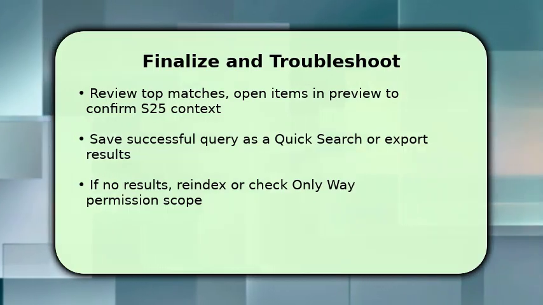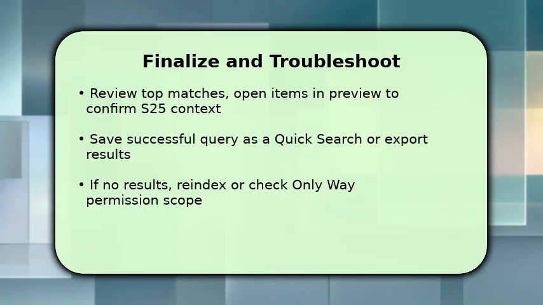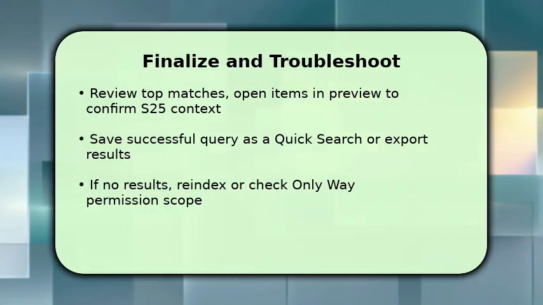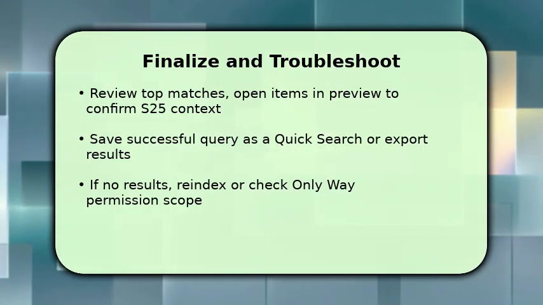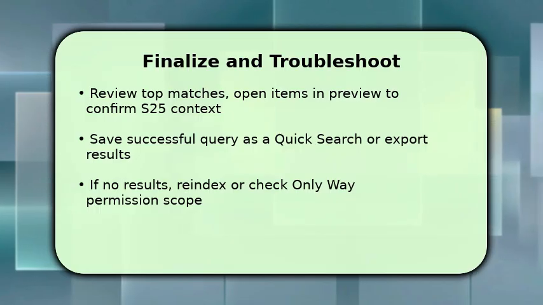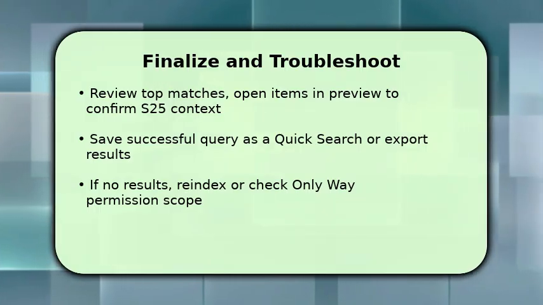If you see no results, make sure Only Way's permission scope includes the S25 source and trigger a reindex. As a troubleshooting tip, reindexing usually resolves missing items. Run it, and then rerun the exact quoted query to validate success.